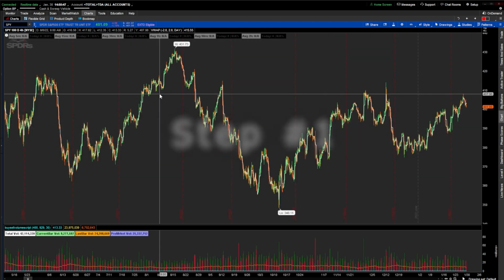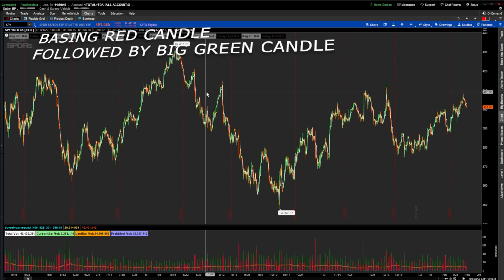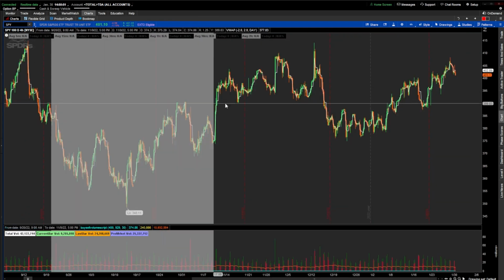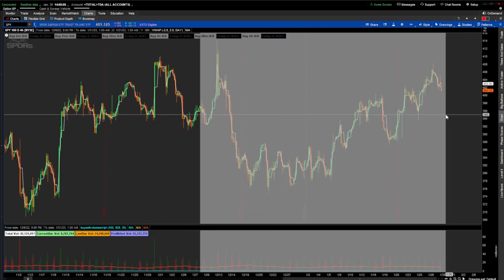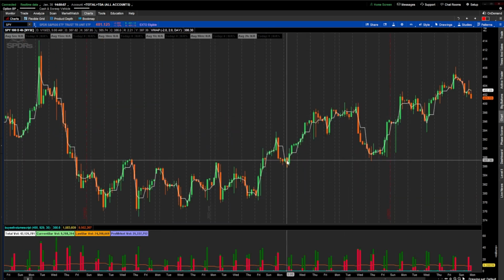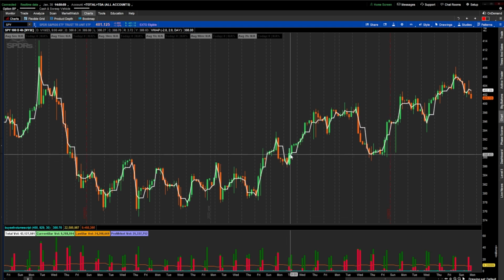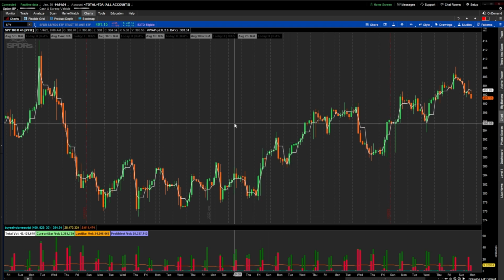Step 1, you want to look for a basing red candle followed by a green candle. So if we zoom in on our chart right here and we look for a basing candle followed by a big green candle, we can see that right here we have the basing candle followed by the big green candle.